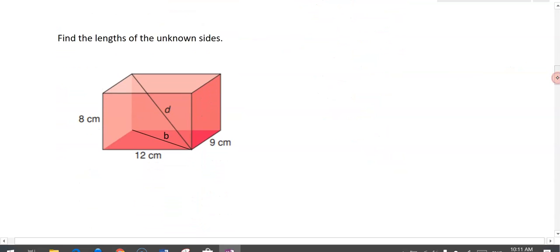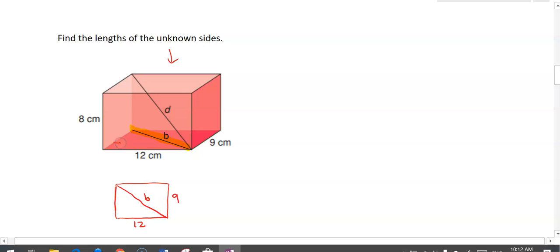All right, let's find these unknown lengths. So here I have a box. And the first length I want to find is the diagonal on the bottom of that box. It's kind of tricky to see because I have a 3D picture on a 2D space. But if you looked at the bottom of the box and we tilted it towards us, like a bird's eye view looking straight down at the bottom of the box, it would be 9 by 12, and that diagonal B would be right there.